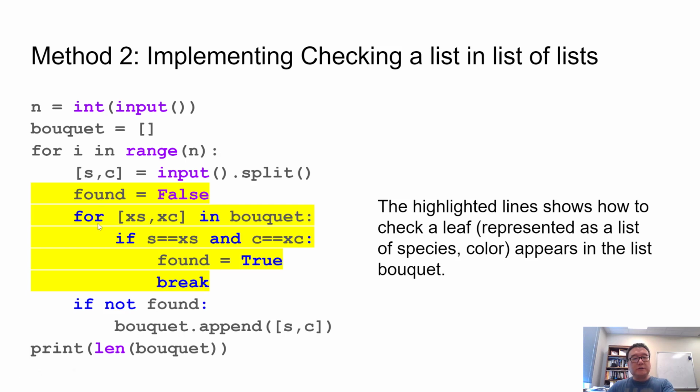So these 5 highlighted lines here show how you find whether something is in a list or not. Of course, this loop can also be implemented using a range loop. Then we're just looking at bouquet 0, bouquet 1, to check whether each one of them is the same as the SC. So that's one way to do it.